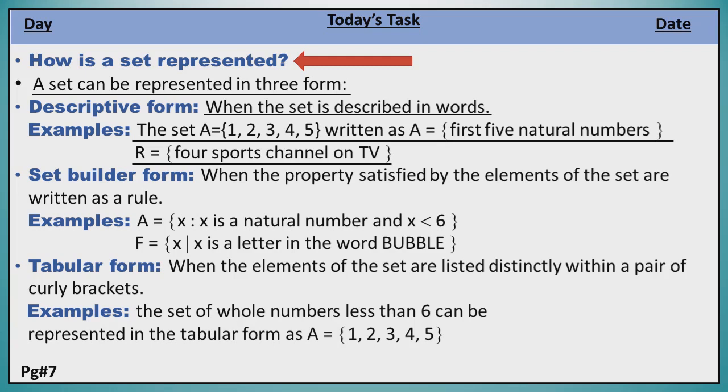R is equal to 4 sports channels on TV. The second form is set builder form. Dear students, in set builder form, the property satisfied by the elements of the set is written as a rule.